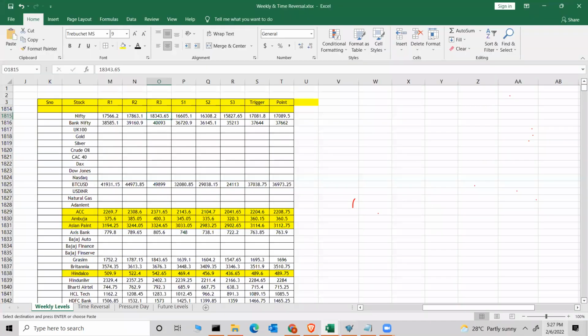Now we have another 3 minutes. So let's take a look at the third concept, which is pressure day. What if I tell you we can forecast a day in all the stocks, in Nifty, in commodities, in Bitcoin, in cryptocurrency, where we can take trades based on the days, where you don't have to trade every day. So now let's take a look.